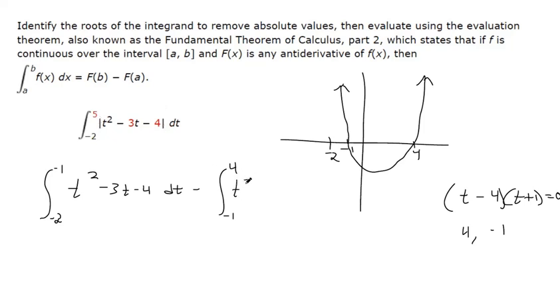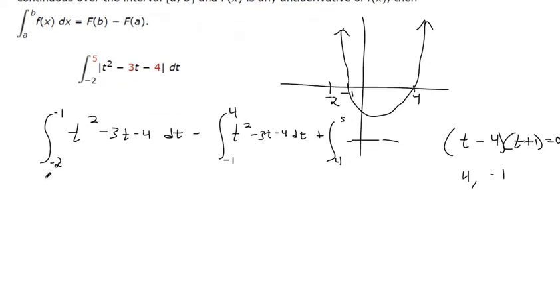So this is t squared minus 3t minus 4. And then we're back to addition because now we're positive again to finish out the limits of integration from 4 to 5. And I'm not going to write it down again. But that's t squared minus 3t minus 4.